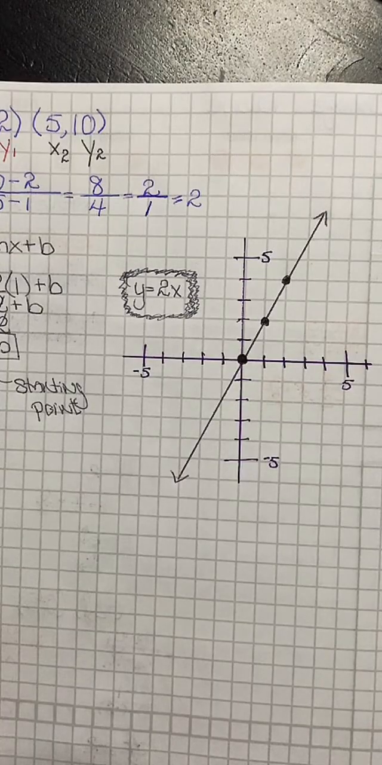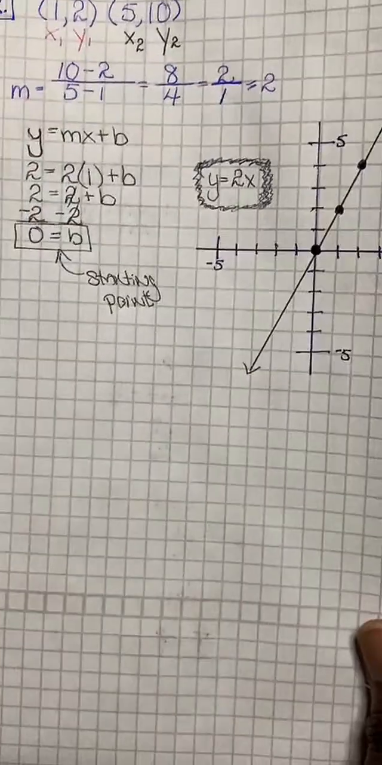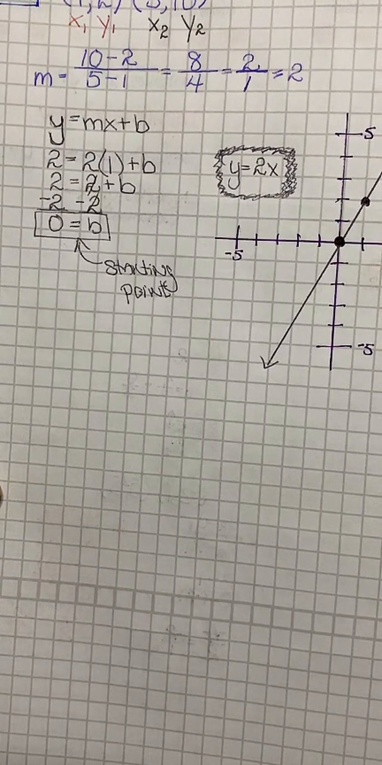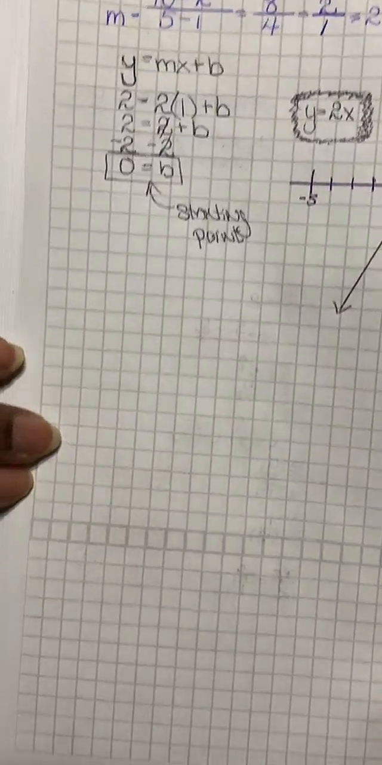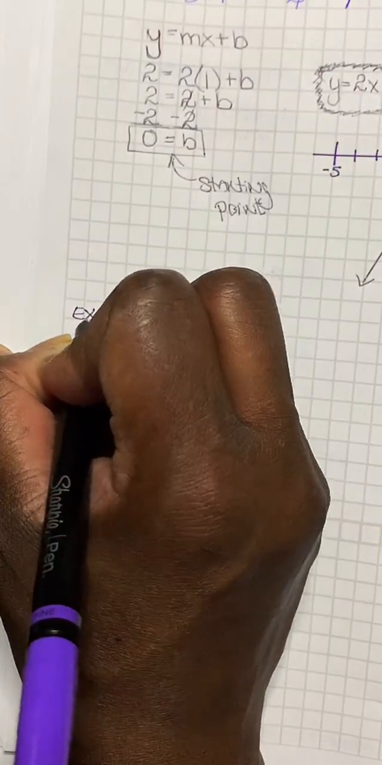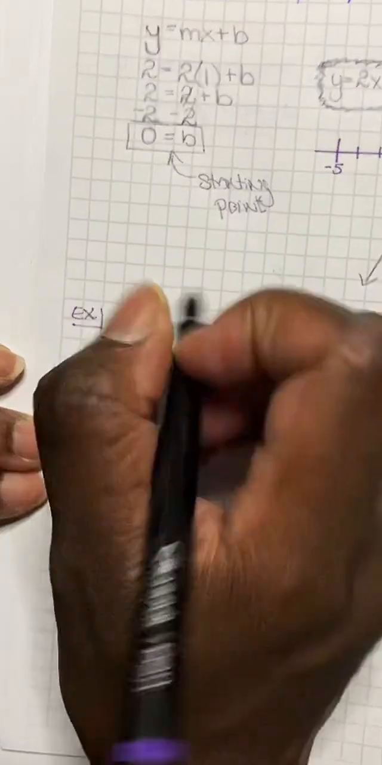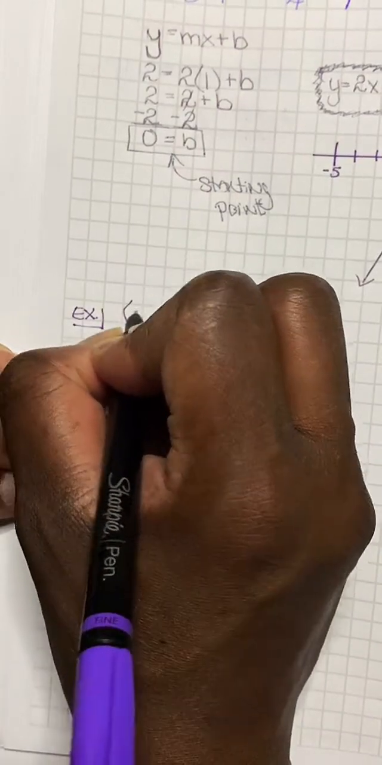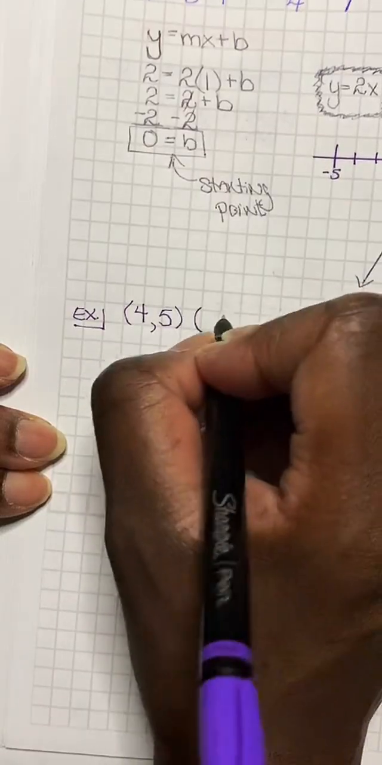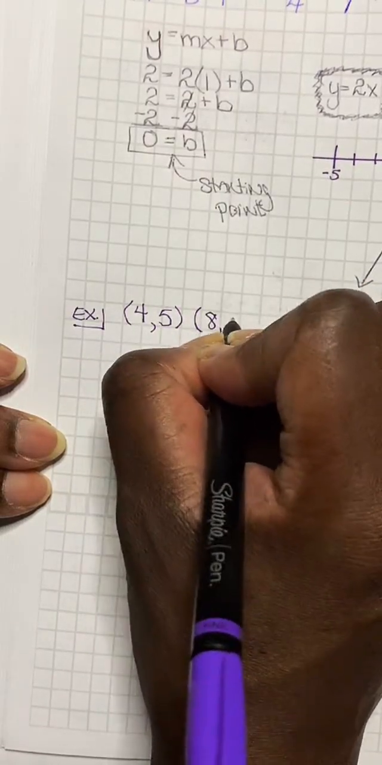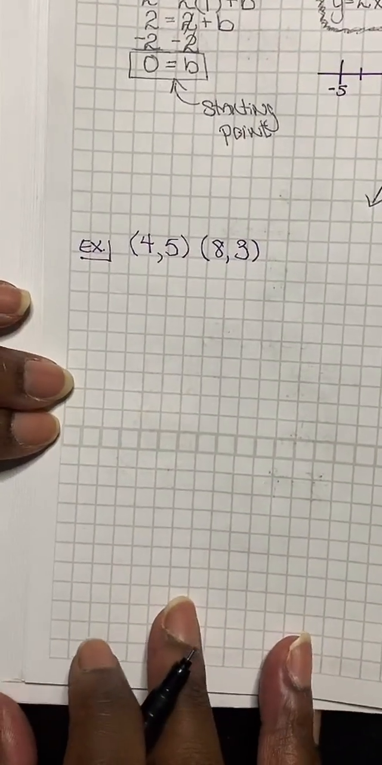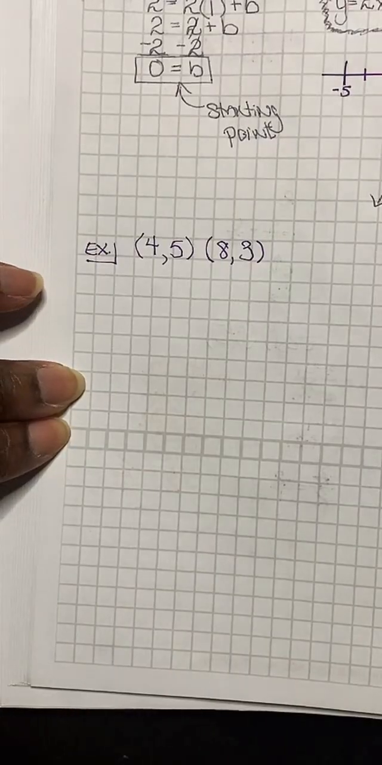Let us see. Okay, let's try one more, and then we'll wrap things up. So let's see. Here we go. This is what I would love for you guys to do. Find my slope first. So the ordered pairs are going to be 4, 5 and 8, 3. So 4, 5 and 8, 3. Find my slope, please.